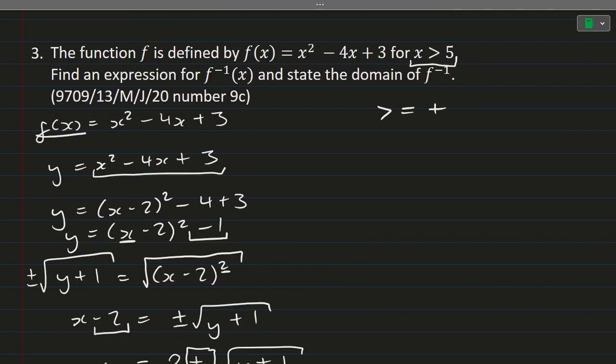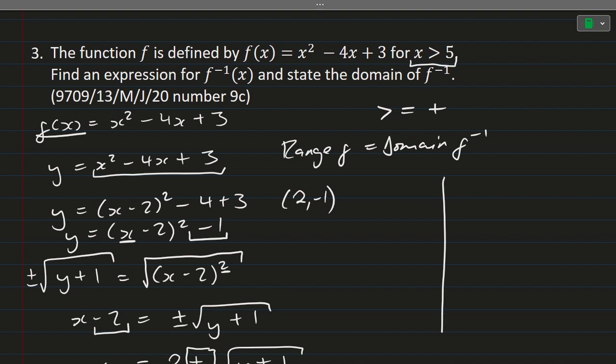Now the question also asks us to state the domain of f inverse. To do that, we have to find the range of f. Range of f is equal to domain of f inverse. So let's start by sketching the graph of f. So we know that f has a turning point at (2, negative 1). So if we sketch, let's say 2 is somewhere here and negative 1 is here, so this is our turning point.